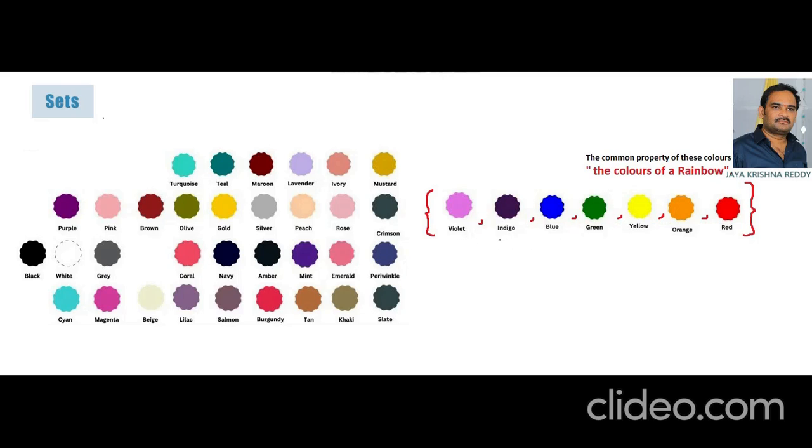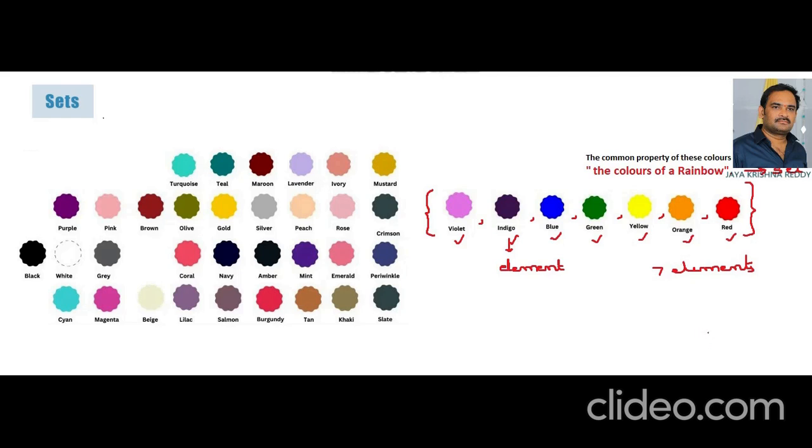This is called a set, and each thing in the set is called an element. So here the colors of a rainbow is a set. In this set, how many elements are there? Violet, indigo, blue, green, yellow, orange, red. Total 7 elements are there in the set, and all the elements are unique.